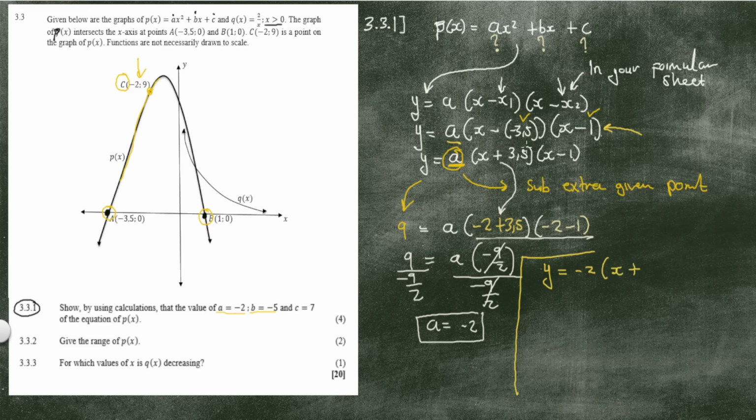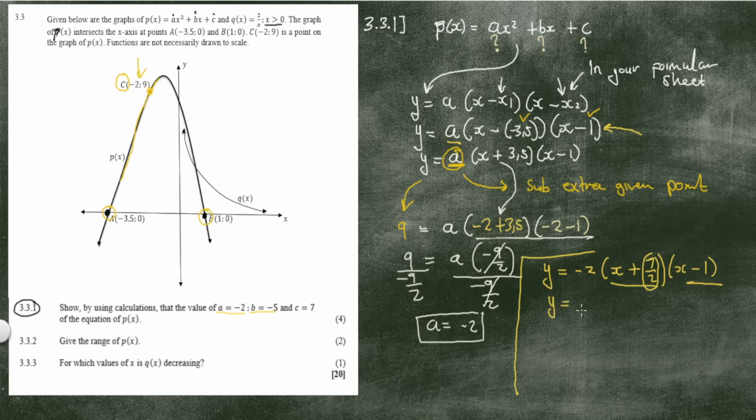Open bracket x plus, what is it, 3.5? I think it's 7 over 2, close bracket, open another one, x minus 1. The 7 over 2 is just a fraction equal to 3.5. When we punch it into the calculator, it changes to 7 over 2.